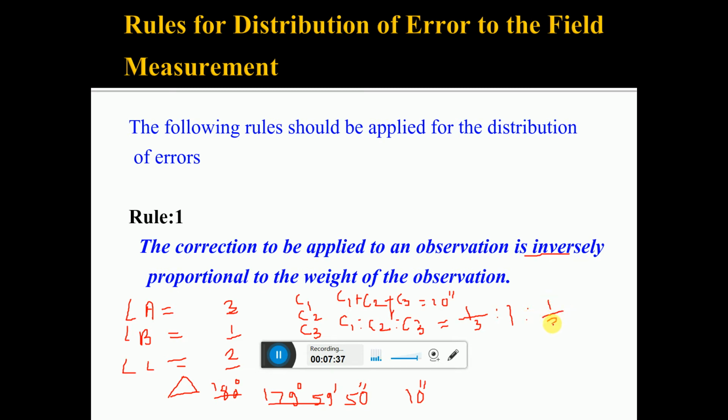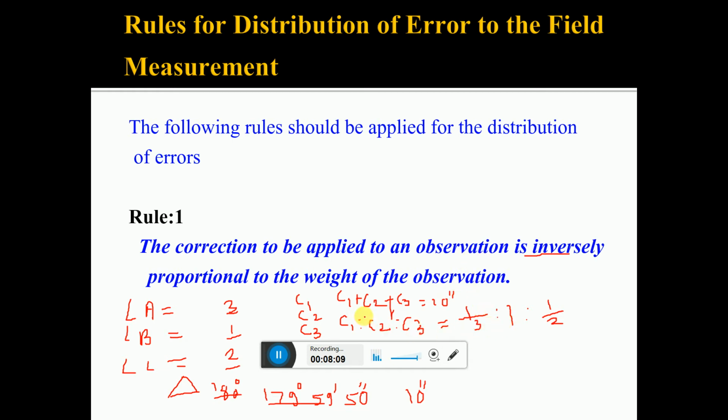The correction to be applied to an observation is inversely proportional to the weight of the observation. Then, to find out the values of C1, C2 and C3, I get C1 plus C2 plus C3 is equal to 10 seconds as one equation, and C1 : C2 : C3 is equal to 1/3 : 1 : 1/2. So, corrections are applied in inverse proportion to their weights.